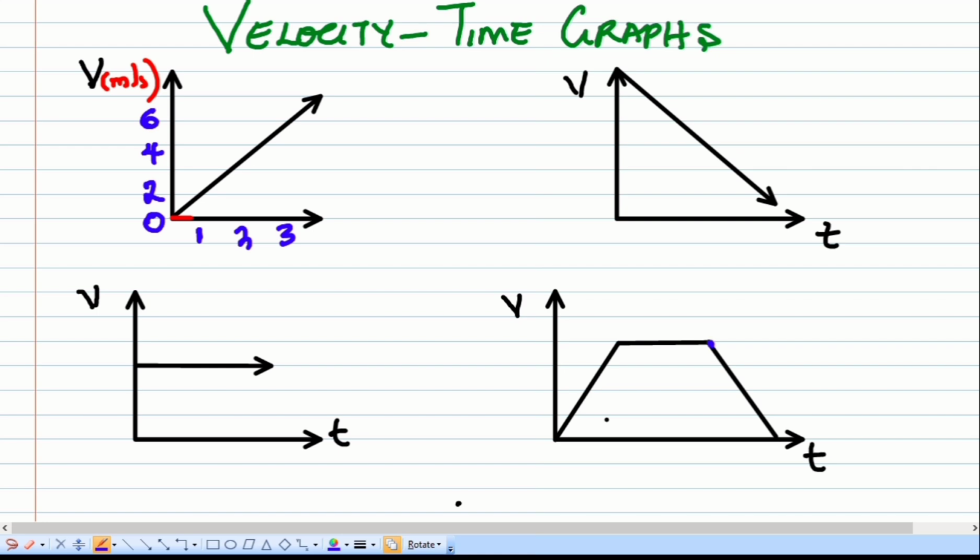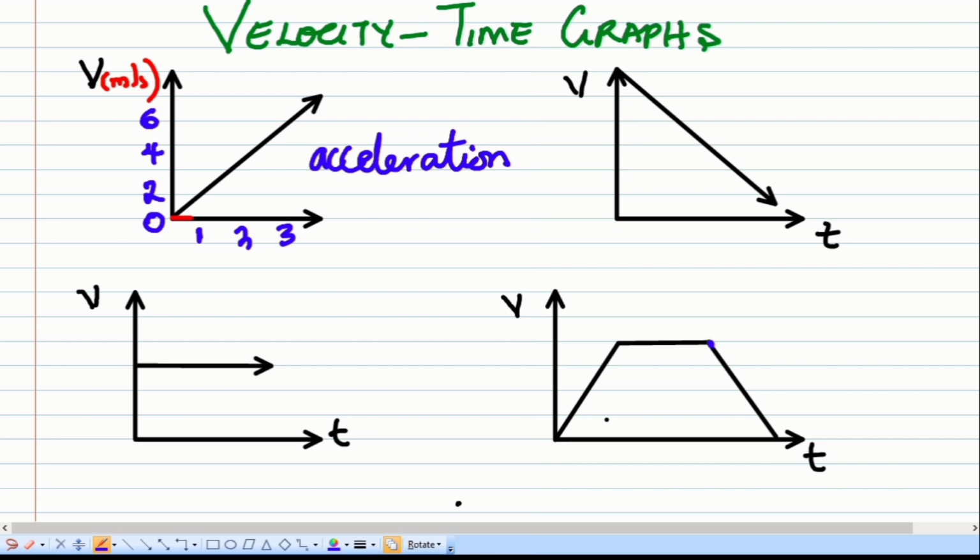Now, the fact that the velocity of this car is changing, what do we call that? Acceleration. Anytime velocity is changing, we say that the car is accelerating. So acceleration is the rate of change of velocity with respect to time. So once velocity is changing, there's going to be acceleration.